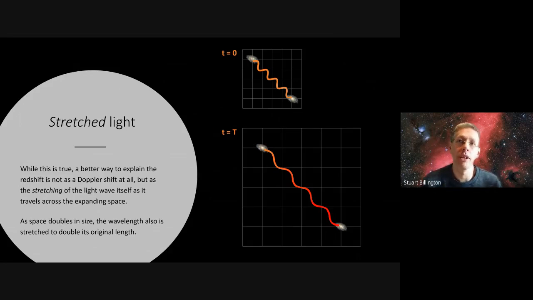It's nice to think of it as a Doppler shift, but ultimately the picture on your screen right now is the correct way to think of it: the wave itself became stretched as the space it was traveling through stretched as it traveled. If it had to travel twice as far, then it's going to be traveling through twice as much stretched space, and it's going to end up twice as stretched. And that's why there's a direct proportionality between the stretching of the light and the distance the light had to travel between the galaxies.